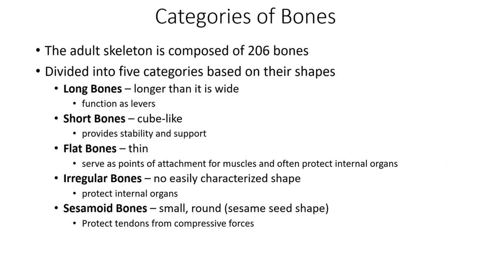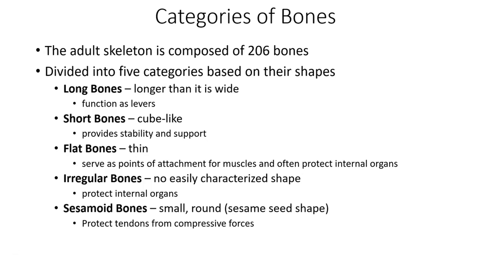All right, so the adult skeleton is made out of 206 bones on average. That can vary a little bit. We won't get into detail about that, but some people can have an extra pair of ribs or one less pair of ribs. Sometimes there's different numbers of vertebrae, stuff like that. So there's some variation, but this is the average. These bones are divided into 5 main categories based on their shape.